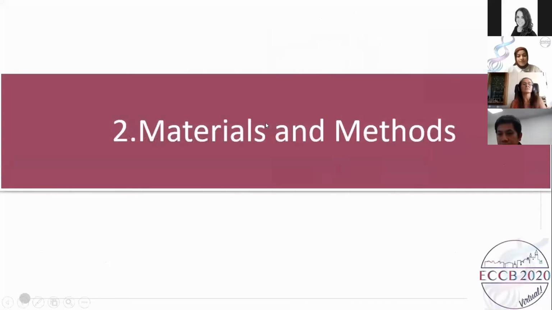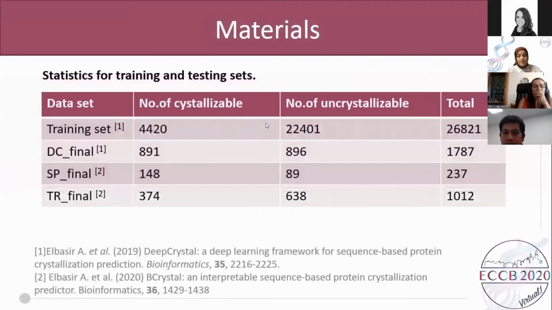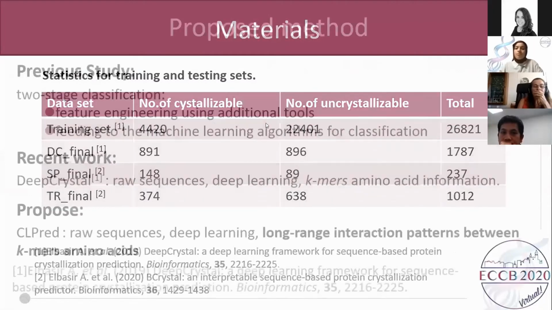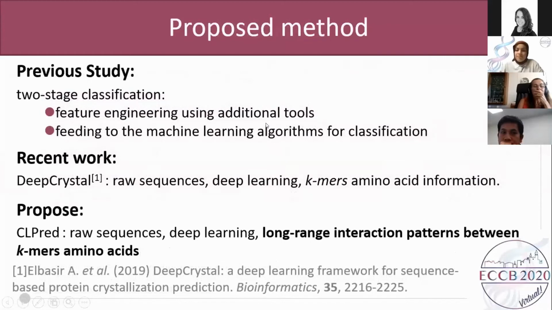Next, I would like to describe our material and methods in detail. We have used 3 test sets to evaluate the performance of our method. The data sets we used are listed in this table. Before proposing our method, let me introduce the existing tools. Previous studies usually perform a 2-stage classification, performing feature selection and engineering using additional tools, and then feeding the selected features to the machine learning algorithm for classification.